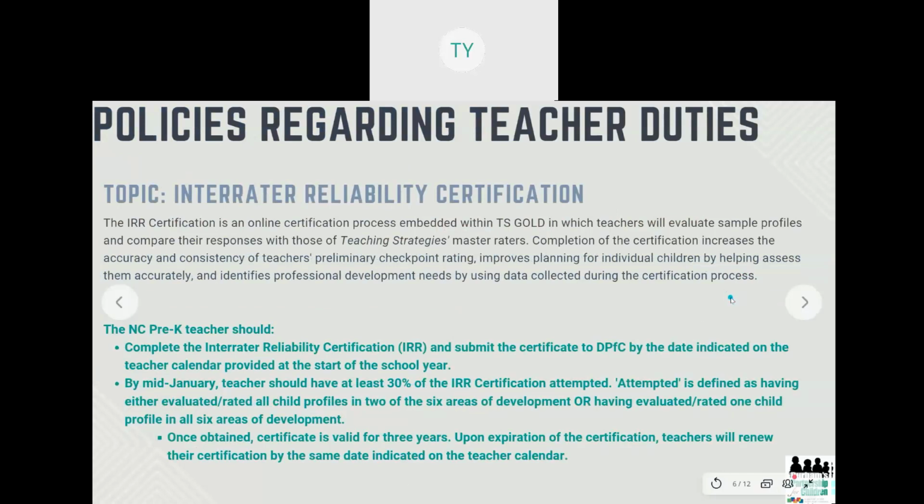It is a requirement of all lead teachers that you have the certification by the date indicated on your teacher calendar. The updated language is regarding the second bullet point here. By mid-January, you should have at least 30% of the Inter-rater Reliability Certification attempted. What that means is you will have either evaluated all 3 child profiles in 2 of the 6 areas of development, or you'll have evaluated 1 child in all 6.